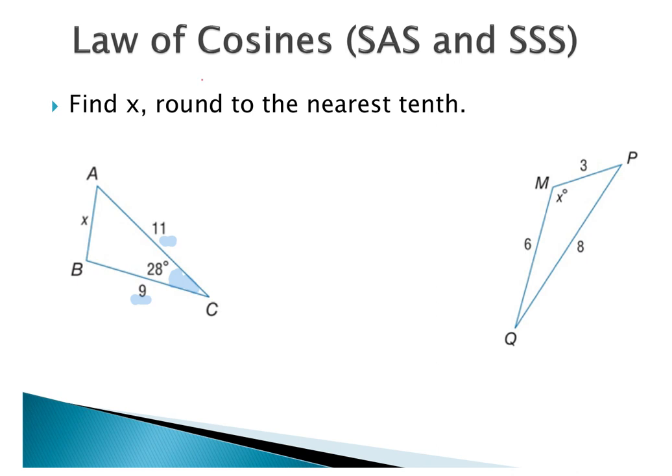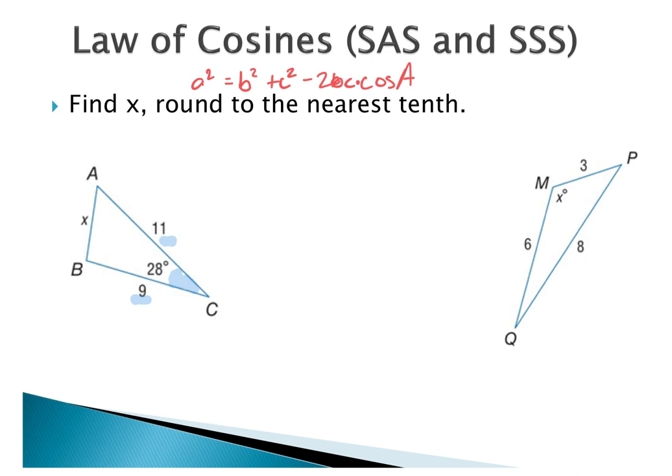So we're going to go ahead and do law of cosines. I'm going to rewrite that up here. So a squared is equal to b squared plus c squared. Hey, that looks familiar. Looks like Pythagorean theorem. Minus 2bc cosine of A.